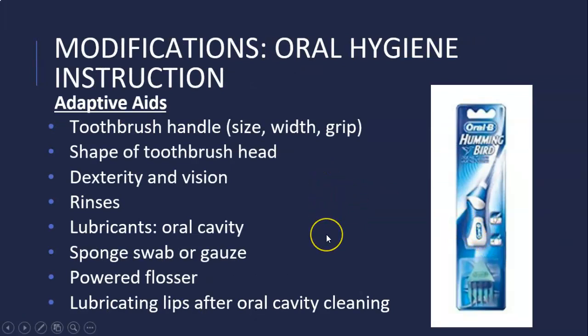Modifications, so this is just some review of what we already talked about: the handle size of the toothbrush, the shape of the toothbrush head, thinking about their dexterity and their vision, and their ability to rinse or use something with water. Lubricating the oral cavity because of xerostomia, with different kinds of swabs and gauze. They have chlorhexidine swabs and things like that, powered flossers, water flossers, different kinds of cleaning tools that they might be able to use, and keeping things lubricated and moisturized.